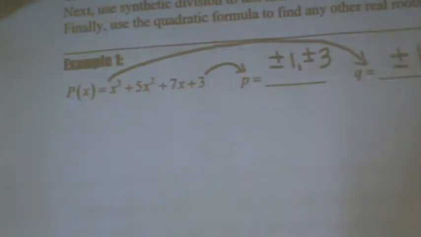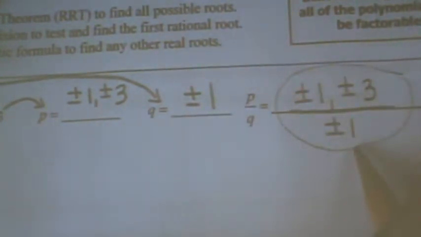Now Q, what is Q? Q is your leading coefficient. Q is 1. What are the factors of 1? Plus or minus 1. So now, we've got this P over Q. P over Q means you're going to take all the possible factors of P, which are 1 and 3, and you're going to divide it by the factors of Q, which are 1. With these, you are going to come up with combinations of plus or minus 1 over plus or minus 1, plus or minus 3 over plus or minus 1.